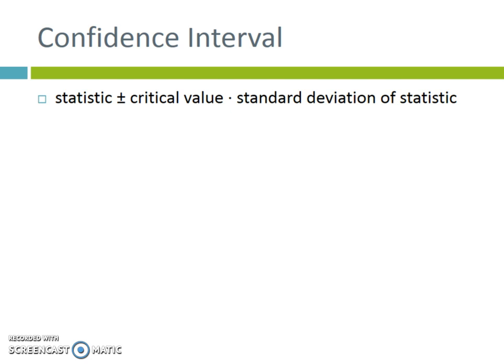This is our general formula for a confidence interval. This is the formula that you see on the formula sheet. You start with a statistic, right? Statistic comes from some sample data. And then you add or subtract your critical value. For proportions, we use a z-star. For means, we use a t-star. And then we multiply that by the standard deviation of our statistic. This part, after the plus or minus, we call our margin of error.